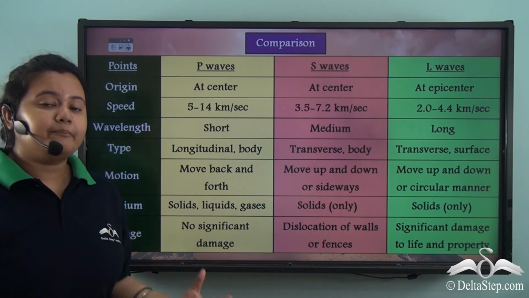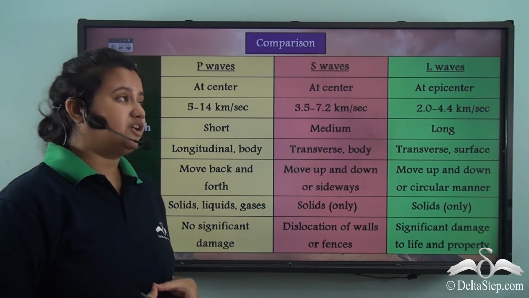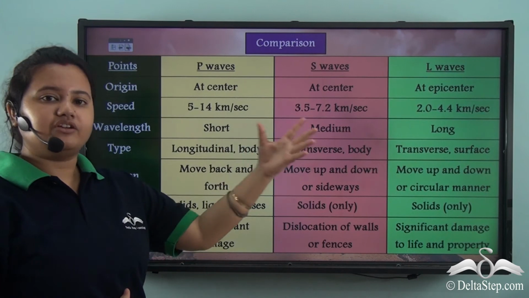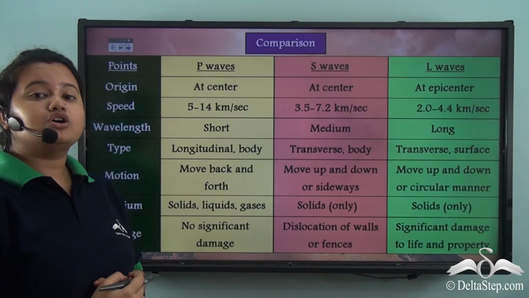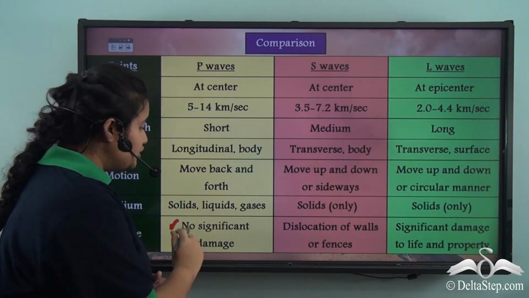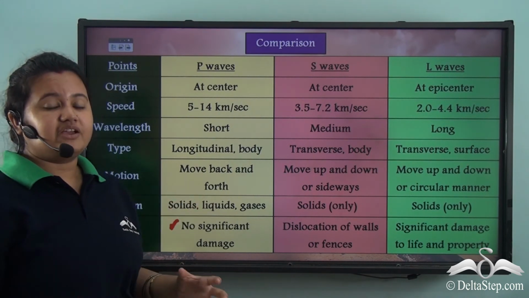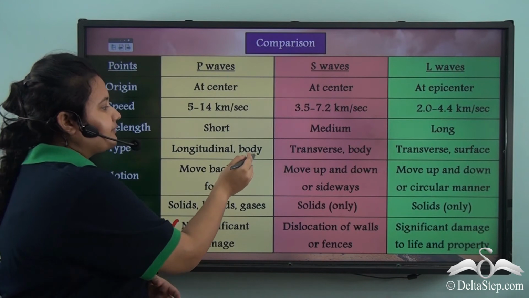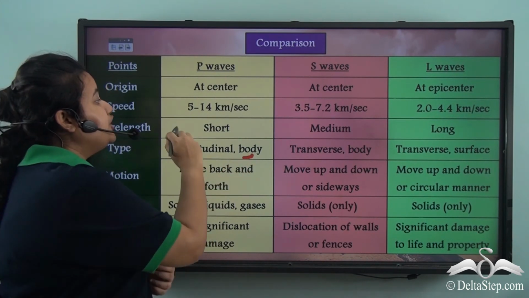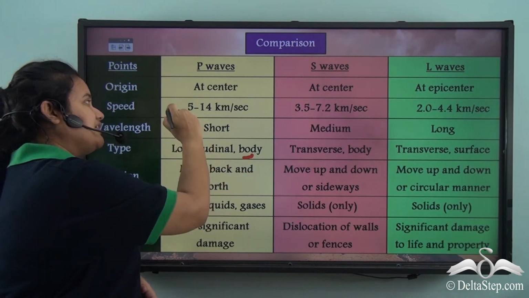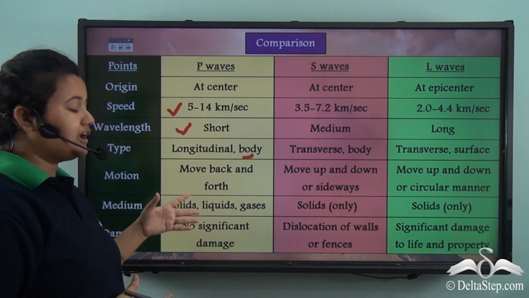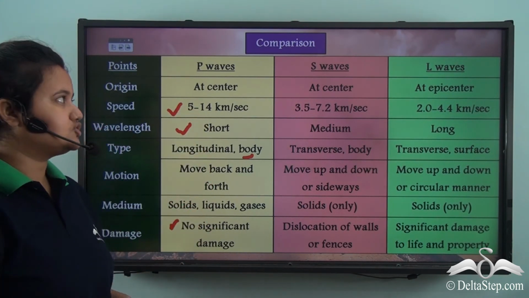Now let us compare the extent of damage caused by these three waves. P waves cause no significant damage to life or property. Why so? Because P waves are body waves. And P waves have shorter wavelength and travel faster, and therefore they cause no significant damage.